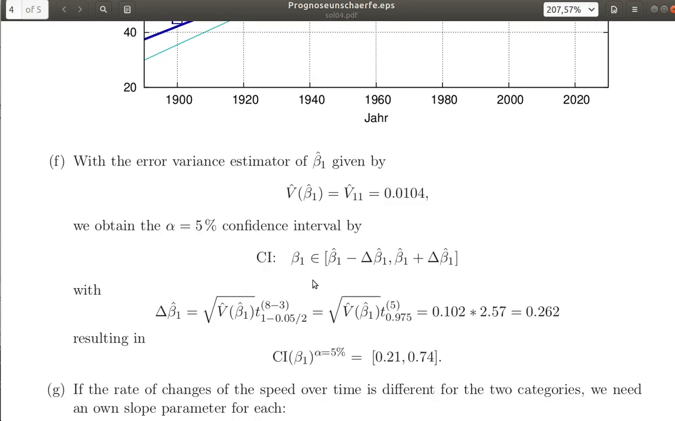Basically, for the confidence interval we need this half width of a confidence interval. This is just the standard deviation times the corresponding quantile of the student t distribution with the 5 remaining degrees of freedom. We already mentioned that. So we need to calculate this quantile. This is just tabulated, giving this value 2.57, and we need to calculate this.